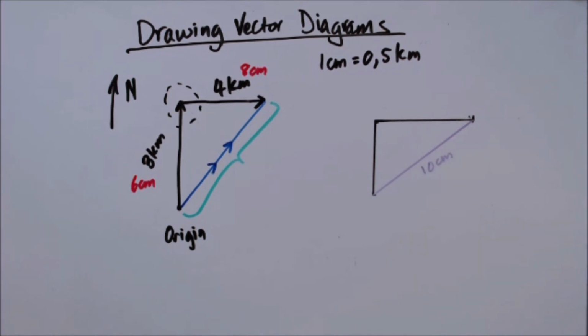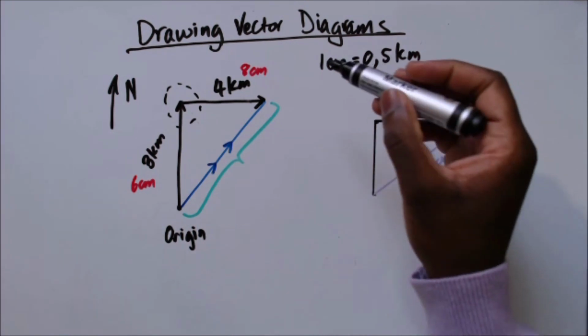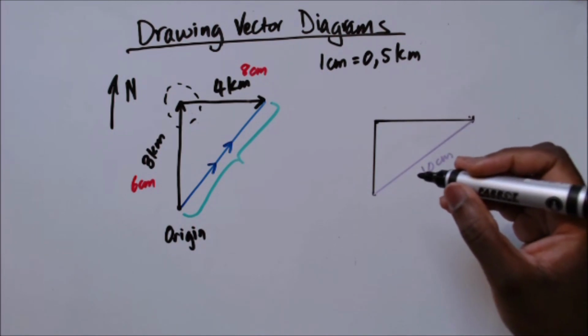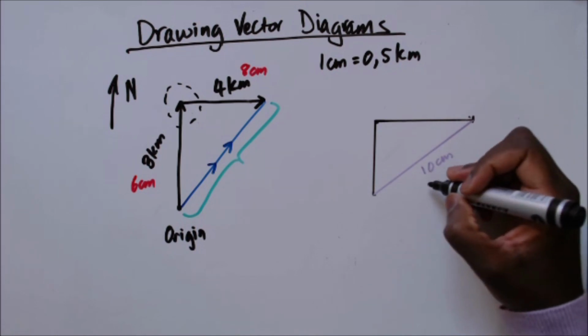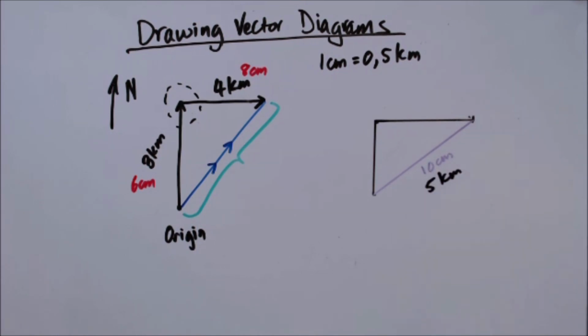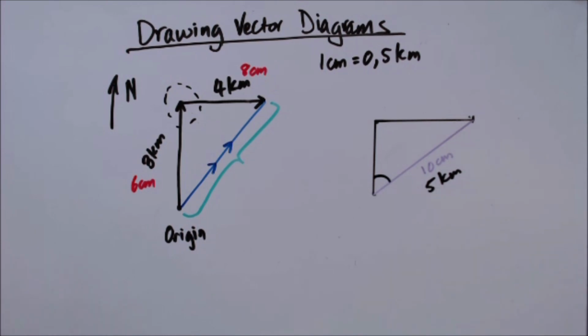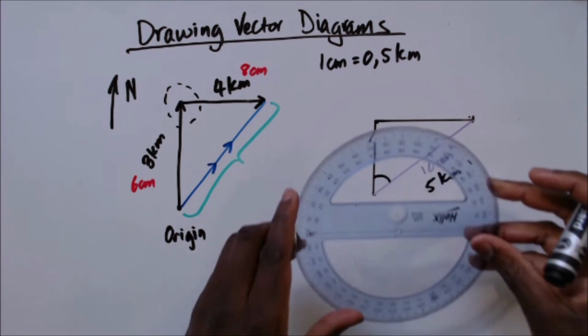So once I've got that length, what I can then do is I can convert that length into a displacement using my scale. And my scale says 1 centimeter is 0.5 kilometers. So this 10 centimeters then works out to 10 times 0.5, which is 5 kilometers. And I can go further. And if I would like to know the direction of Jane's displacement, then I can measure that angle. And to measure that angle, I need to use my protractor. It's very important to have a good protractor.